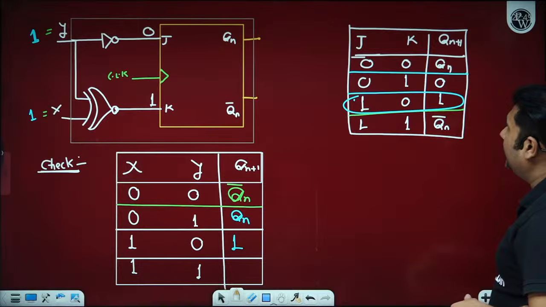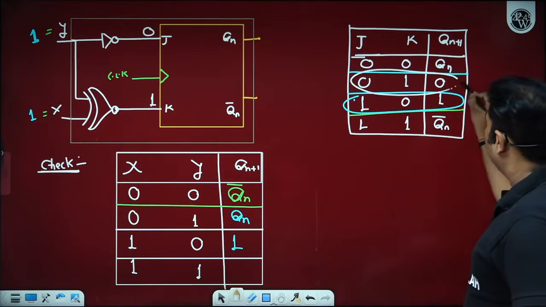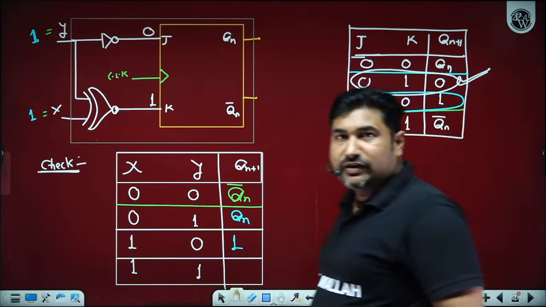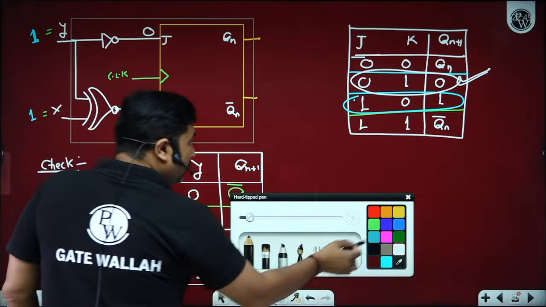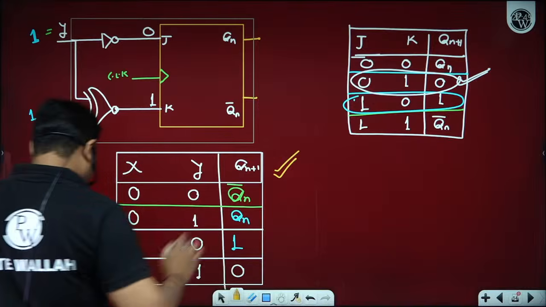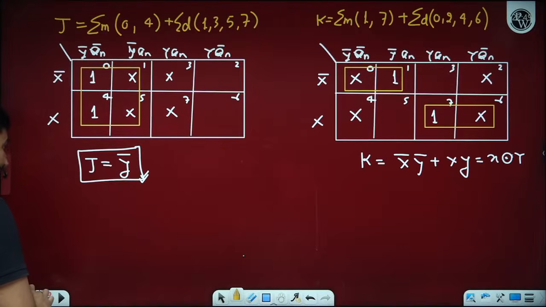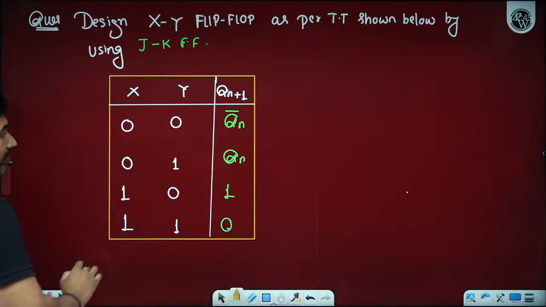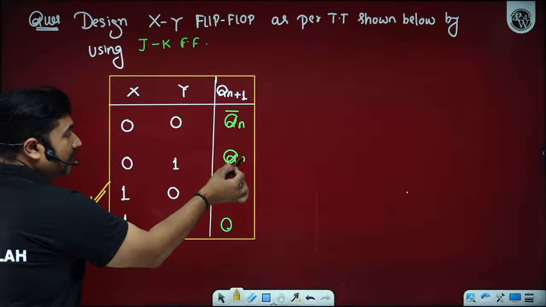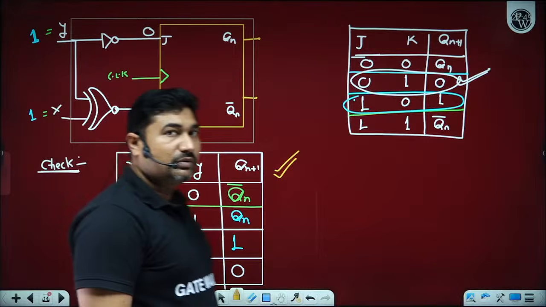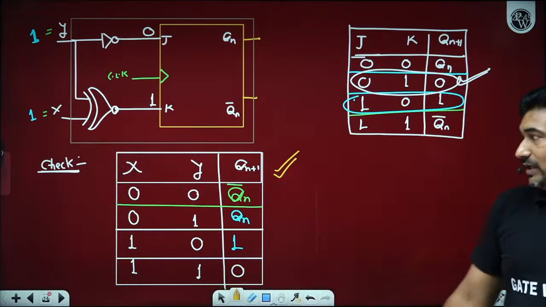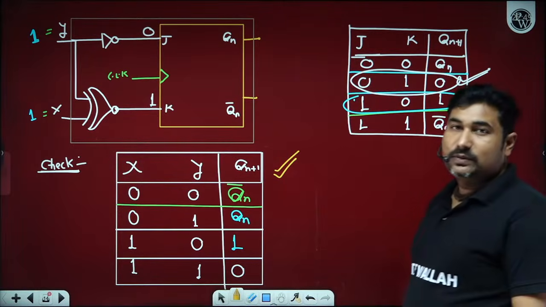So for 0, 1, onto the JK flip-flop, and if the clock appears, next state will become 0. That is what we want to design. You want to invent an XY flip-flop. And now you have designed the XY flip-flop, which gives QN bar, QN, 1, 0.